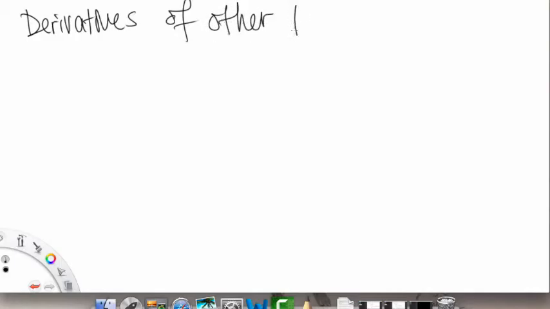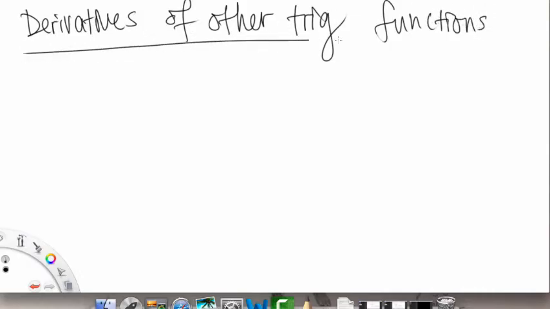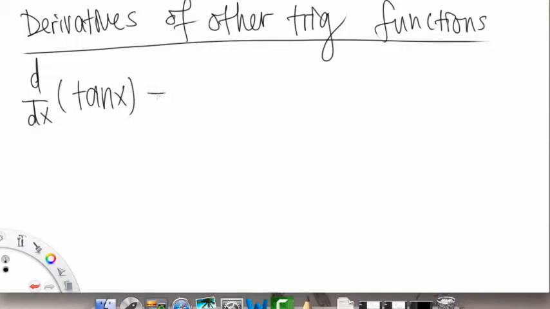Now, what I'm going to do is go over derivatives of other trig functions. Here in this one, I'm basically just going to list the derivatives of, for example, we'll start with tangent x, okay? So the derivative of tangent x is simply going to be secant squared x, secant being 1 over cosine, so this is like 1 over cosine squared x.